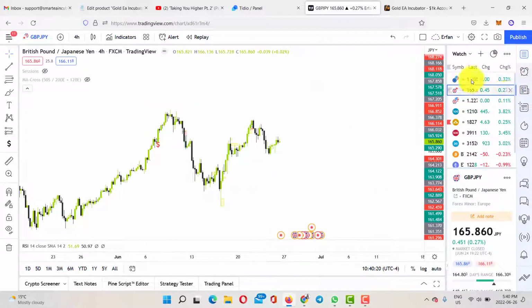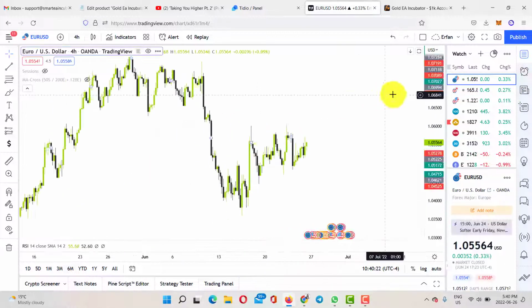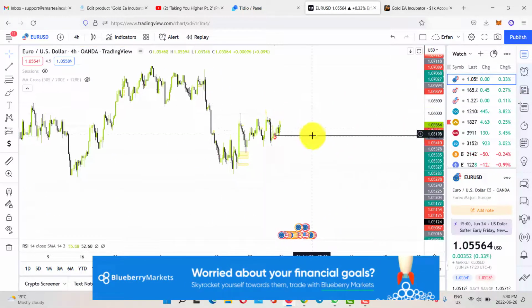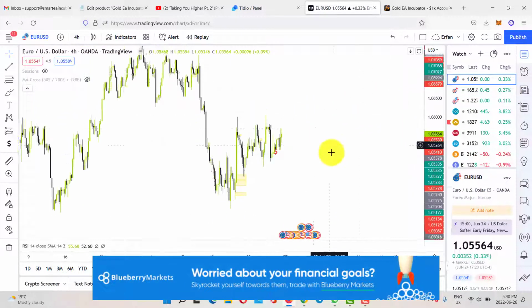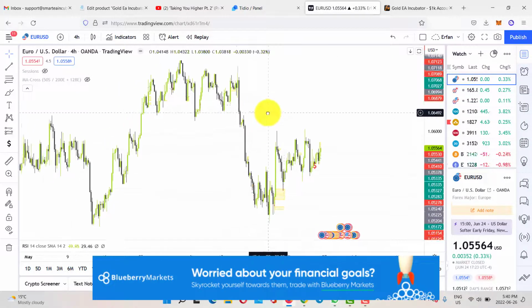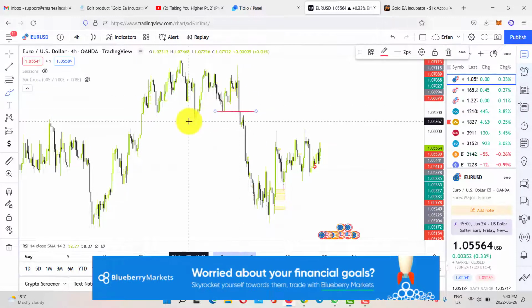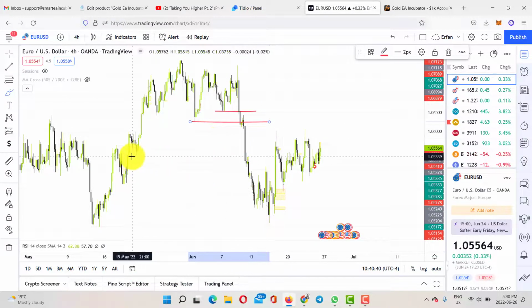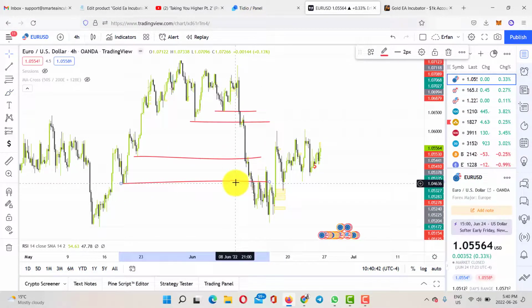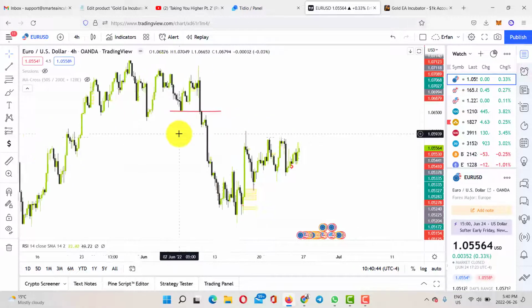So I'm going to start with the EURUSD on 4-hour time frame, so I can actually show you what is happening right now. So as you can see, guys, we have multiple breakout structures towards downside since June 9th, and as you can see, these major support levels have been broken. This one is broken, this one is broken, so it means that all these liquidities have been grabbed.